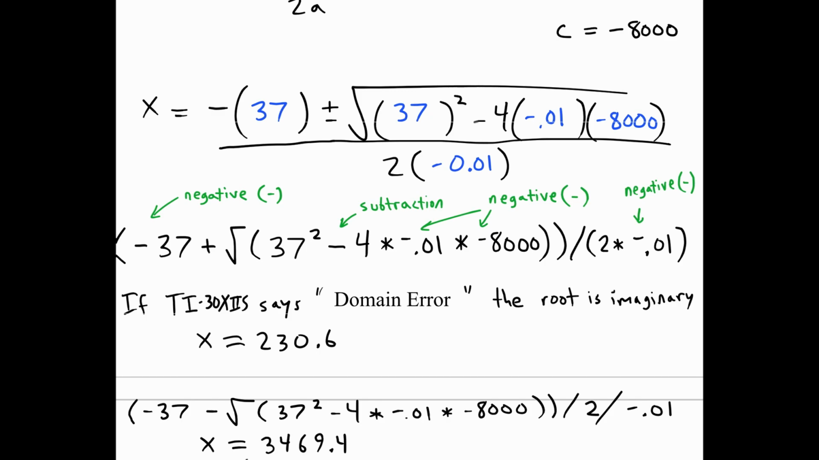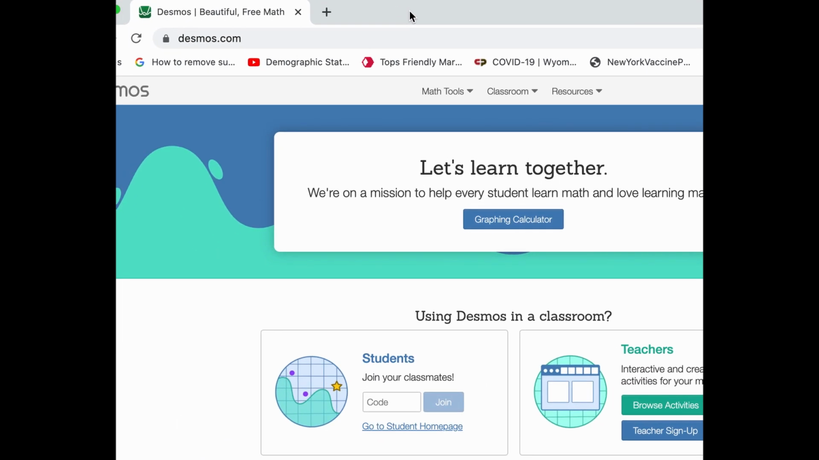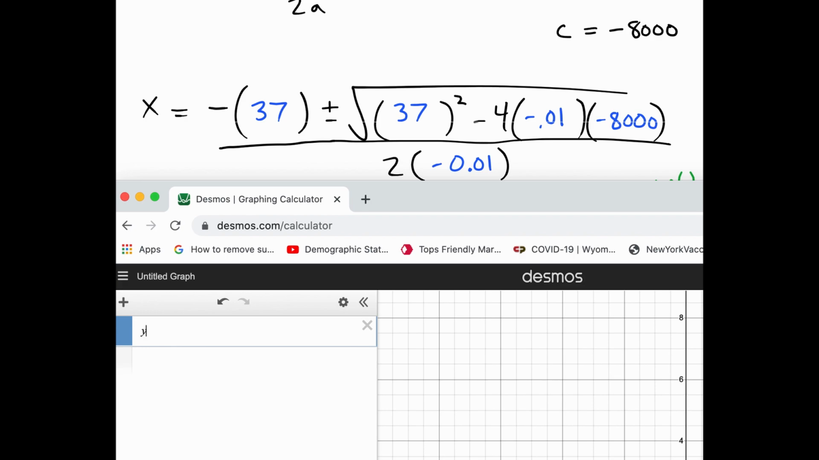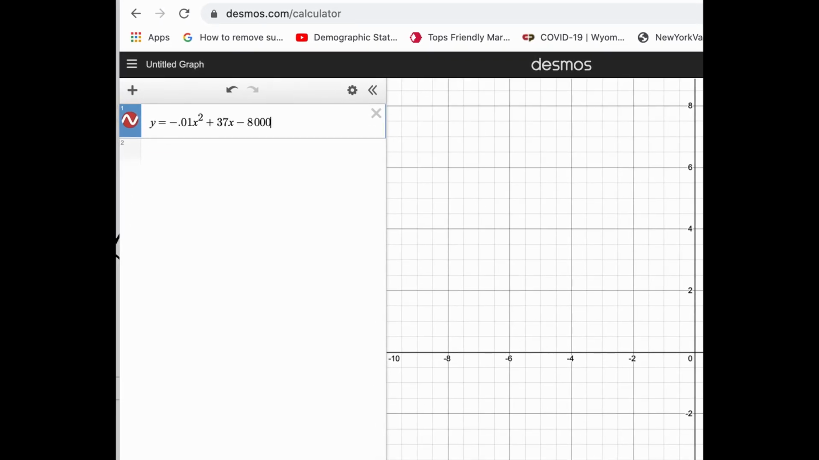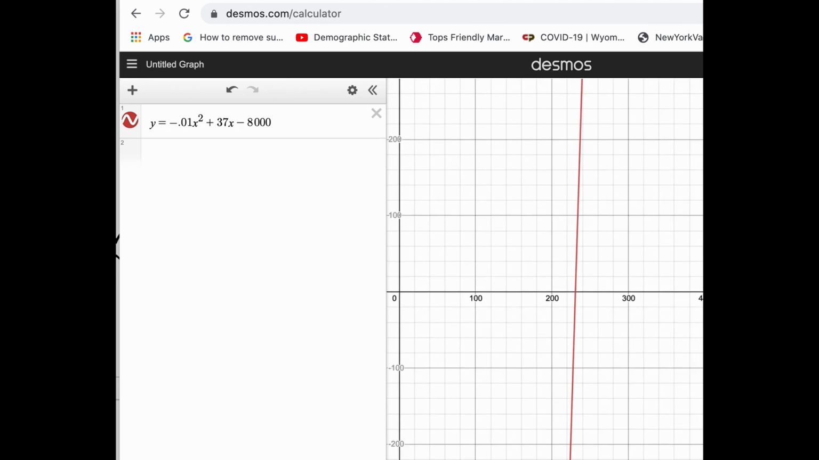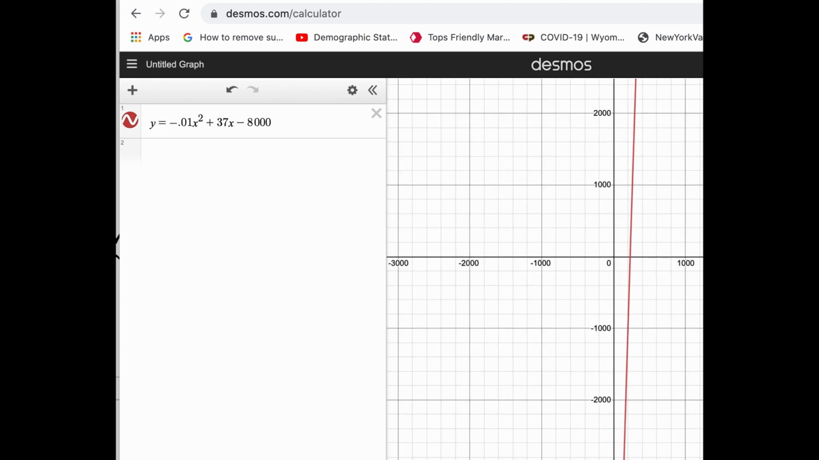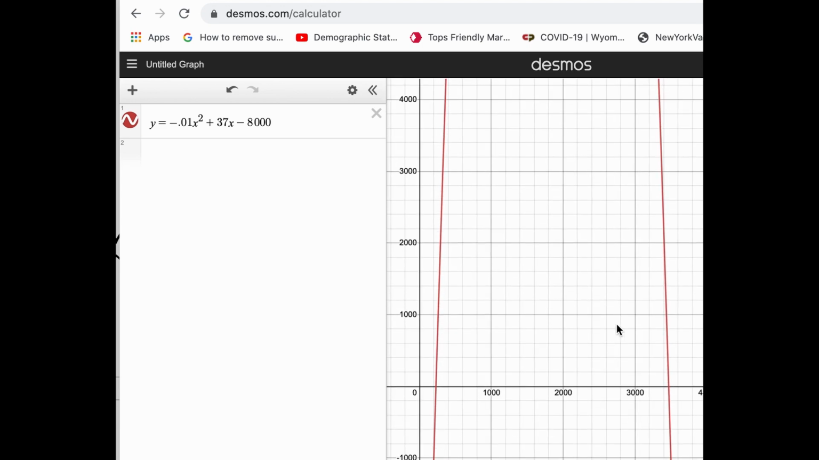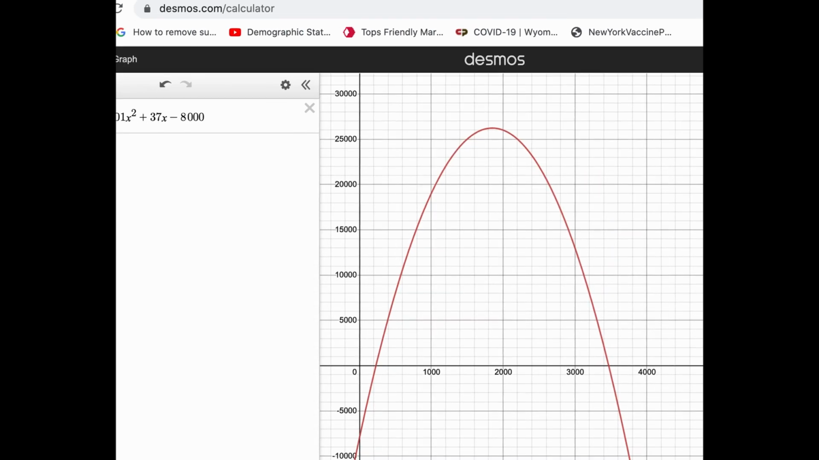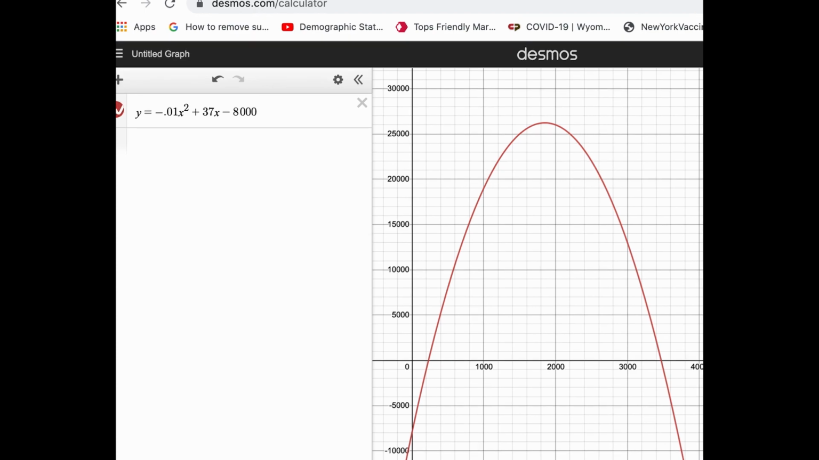Let's plot it on Desmos just to make sure that we are on the right track. Okay, so we want to type y equals negative 0.01x squared plus 37x minus 8,000. That was the quadratic we were originally given. We'll have to zoom way out here. Okay, it's a huge parabola. It just kind of goes off the screen. Okay, there's a picture of the whole thing.